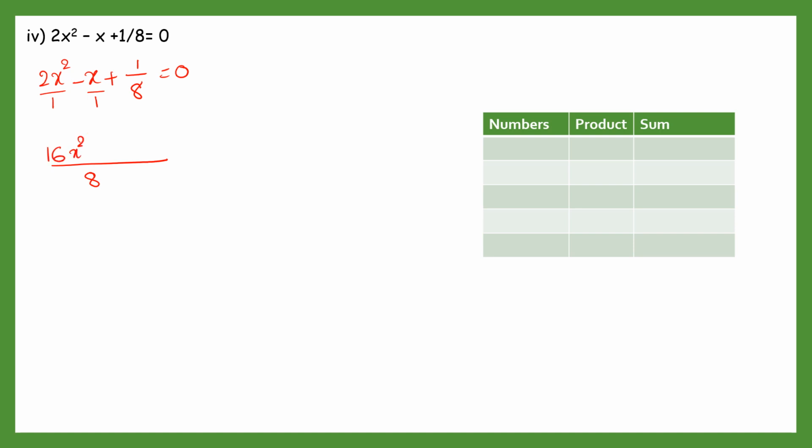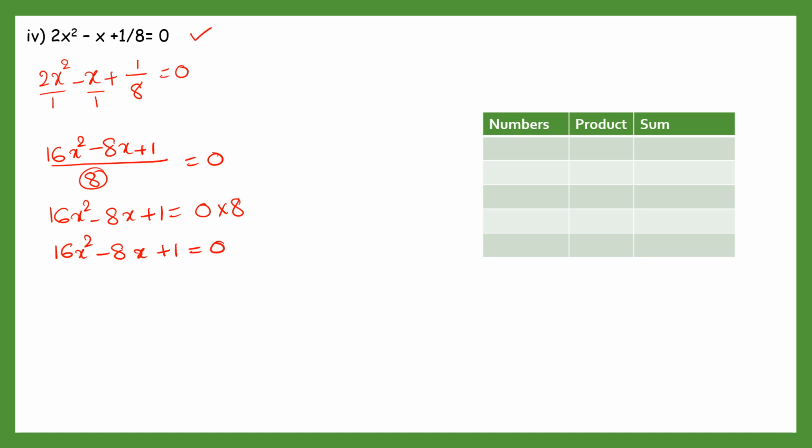So here we will get 8 into 2, 16x square. If you take LCM as 8, what do you get? Minus 8x plus 1 is equal to 0 into 8. 8 is in the denominator here. If it goes here, it will become a product. So the equation will be 16x square minus 8x plus 1, 0 into 8 is 0. So the given equation 2x square minus x plus 1 by 8 is equal to 0 will get reduced to 16x square minus 8x plus 1 is equal to 0.